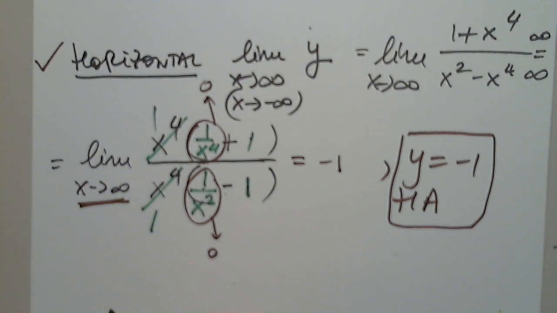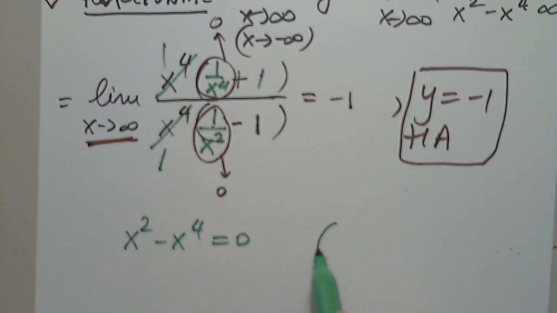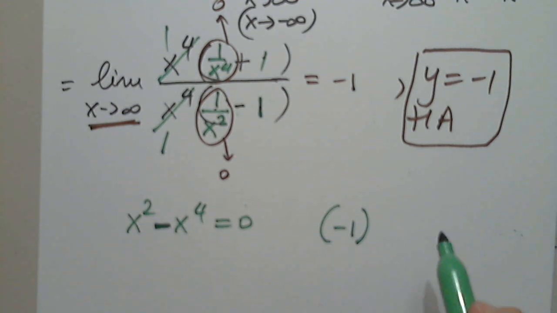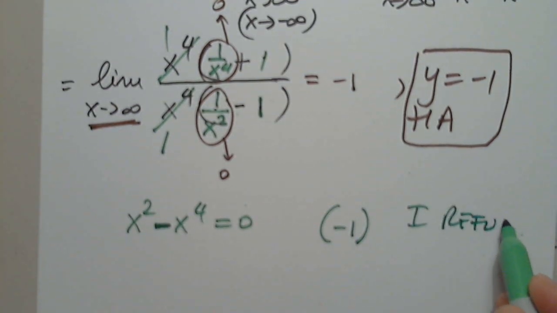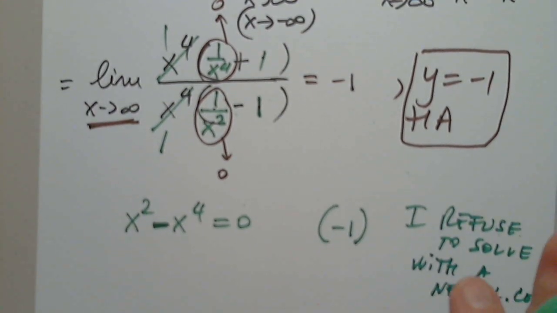I have x squared minus x to the fourth equals 0. I highly recommend arrange it in descending order and also multiply by -1 because it's not in descending order and it has a negative leading coefficient. If you ever give me an equation to solve and it has a negative leading coefficient, I will say, I refuse to solve with a negative leading coefficient. I refuse. So I'm going to multiply by -1.